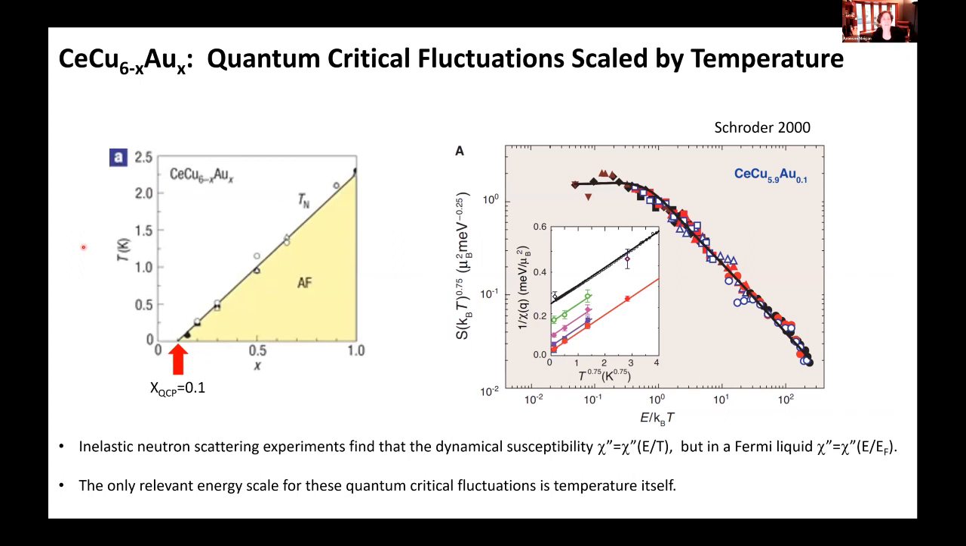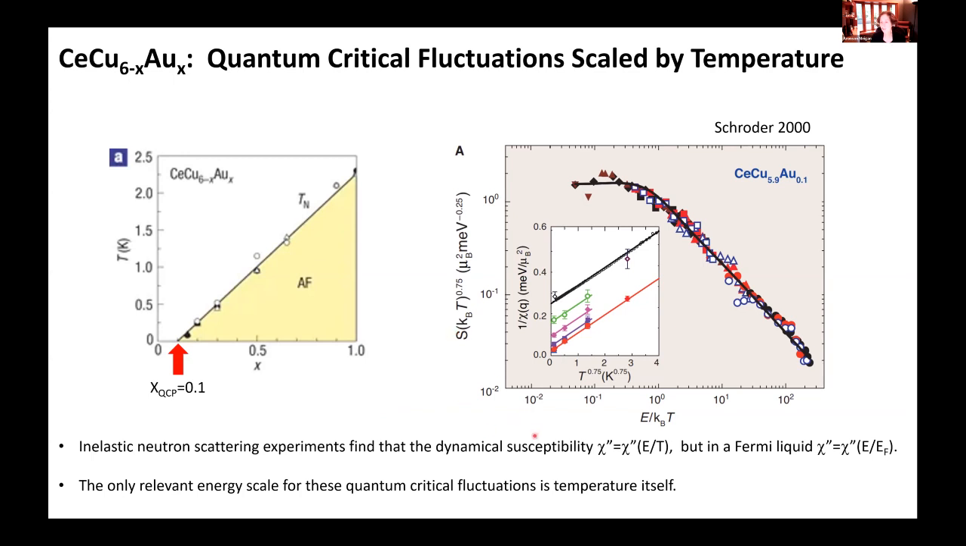So I'm going to turn to another material, cerium copper-6 doped with gold. Cerium copper-6 is a relatively conventional metal, but when we dope with gold, we induce antiferromagnetism. And so if we sit right at this composition where magnetic order is just about to turn on at a quantum critical point, we can use neutron scattering measurements to study the properties of the excitations. So that neutron scattering intensity is plotted here at the right. And you might have said, well, you should plot it as a function of energy so we can see the energy dependence and do that measurement at different temperatures. And so that was done.